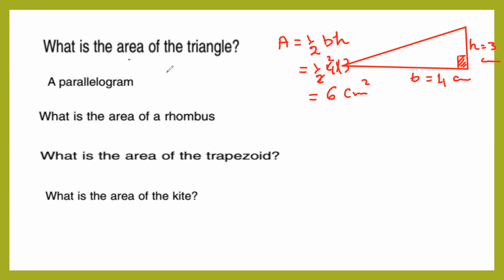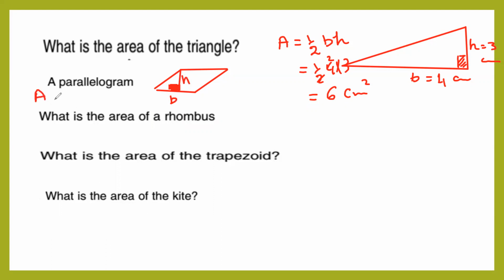Look at the next one, parallelogram. What is the area of a parallelogram? If I'm working with the parallelogram, take care, I have to work with the height, right? The height is supposed to be a perpendicular line, meaning it makes 90 degrees with the base. The height comes from one of the vertices and is perpendicular on the base. Here, this is the height, this is the base.